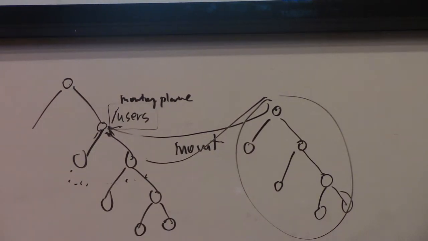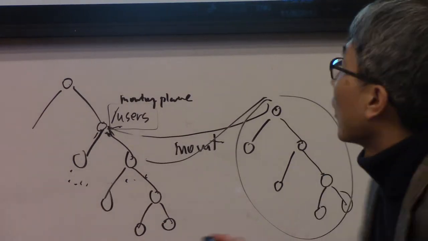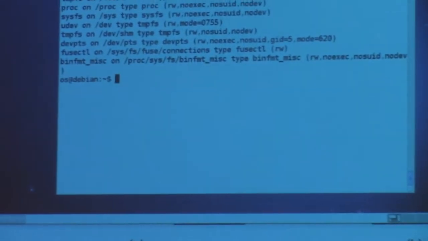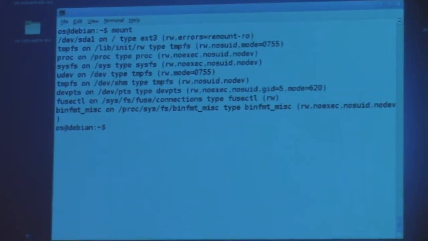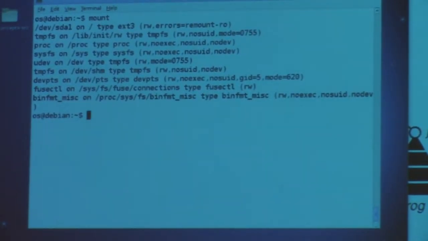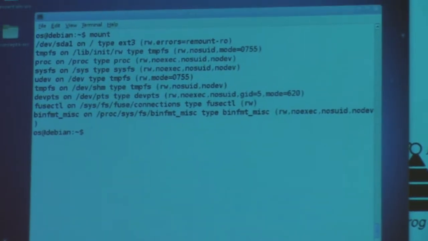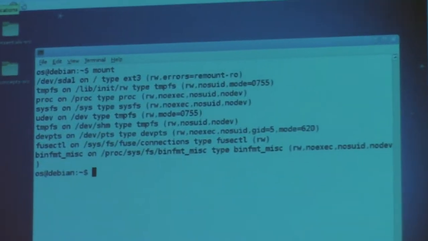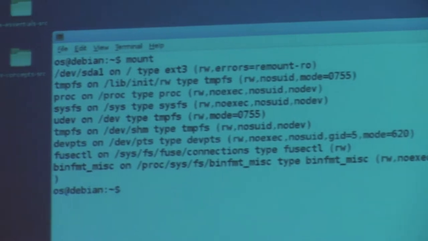if you type mount, you can see this is my virtual machine. You can see 1, 2, 3, 4, 5, 6, 7, 8, 9. The nine file systems are mounted, connected in this virtual machine, in this computer. You can type the same command on your compute engine. You can see how many persistent disks are connected.